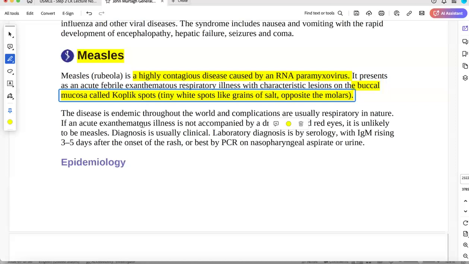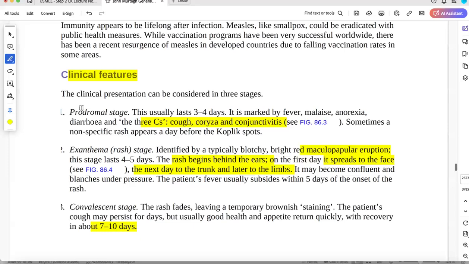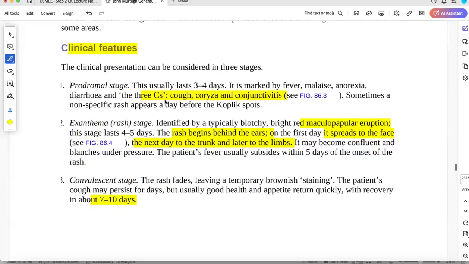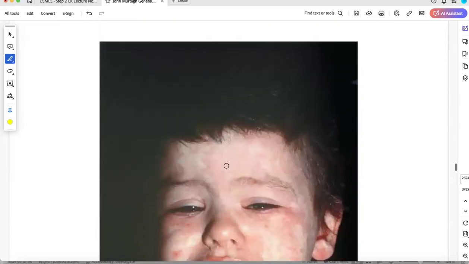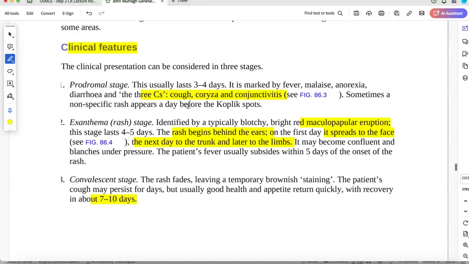Always remember that a measles child usually will have 3C first. So there is always a prodromal stage followed by the rash stage. In children who get measles, they get 3C, which is cough, coryza, conjunctivitis. If you look at the picture, you'll see that they're having cough, they have coryza, which is runny nose, and they get these watery eyes, which is conjunctivitis. So cough, coryza, conjunctivitis, followed by a rash.